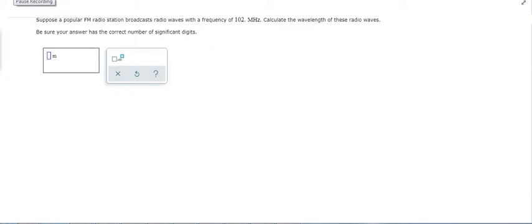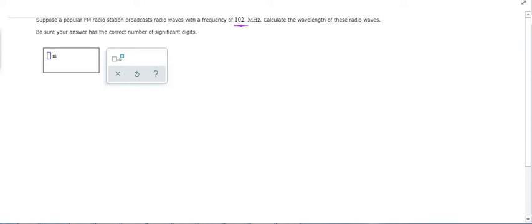Okay, here's a problem dealing with some of the properties of electromagnetic radiation. Here it says, suppose a popular FM radio station broadcasts radio waves with a frequency of 102 megahertz. Calculate the wavelength of these radio waves and be sure your answer has the correct number of sig figs. Okay, so dealing with sig figs, I think this is likely where we're going to have 3 sig figs.